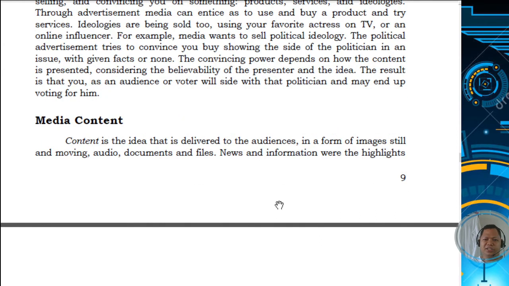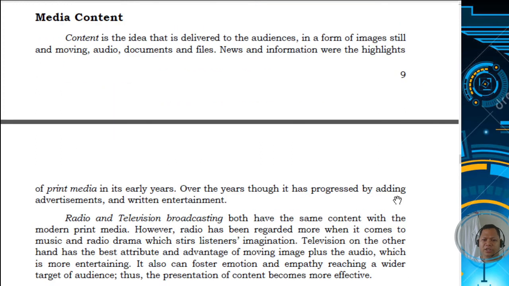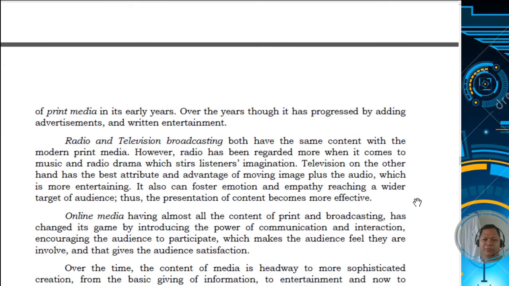Content is the idea that is delivered to the audiences in a form of images, still and moving, audio, documents, and files. News and information were the highlights of print media in its early years. Over the years, though, it has progressed by adding advertisement and written entertainment. Radio and television broadcasting both have the same content as modern print media. However, radio has been regarded more when it comes to music and radio drama, which stirs listeners' imagination.